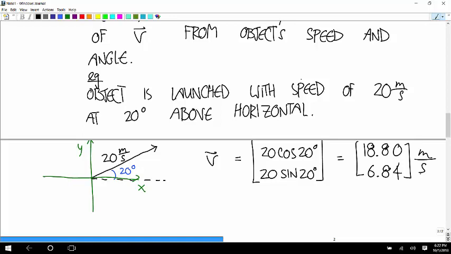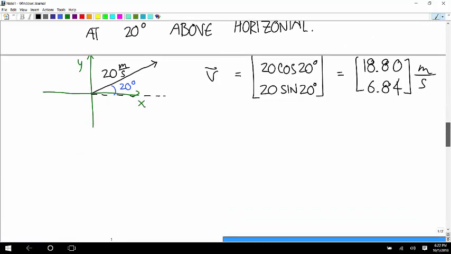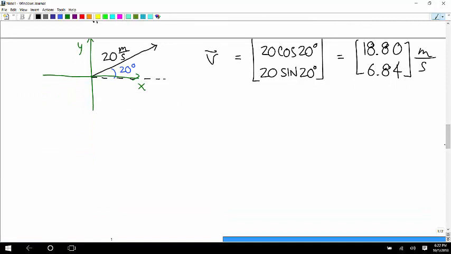A lot of times you'll be given information like the speed and the angle, and you'll have to come up with the components. And the reason that you have to come up with the components is because to do math with vectors, you want the components. That was a big part of what we talked about last time. Any questions about velocity?